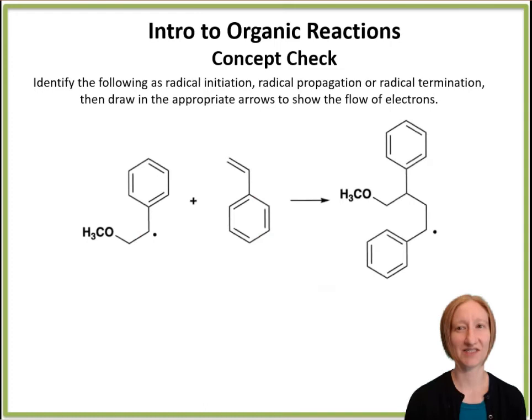This last concept check question asks you to identify the following radical reaction as either an initiation, propagation, or termination reaction, and then to draw the appropriate arrows to show the flow of electrons. Here, because the reaction begins with a radical species reacting with a non-radical to form a new radical, this is a propagation step.